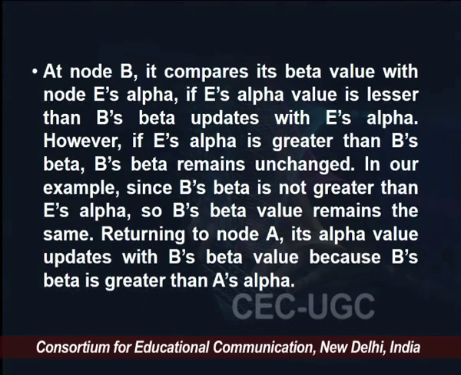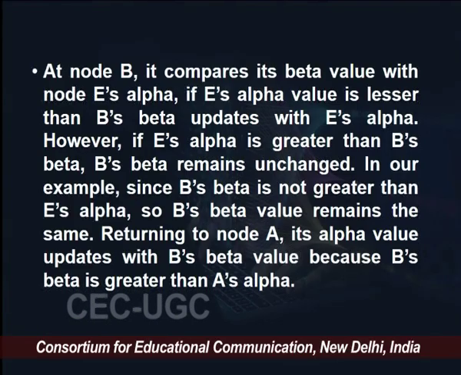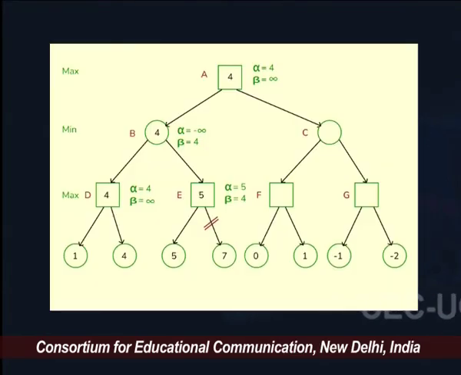in a depth first manner we need to return to the node A. Its alpha value is updated with B's beta value because B's beta is greater than A's alpha. So, here at node A you have alpha equals 4 and beta equals infinity, and we have already seen that the branch which is striked out by the 2 red marks is the one which has been pruned. So, we have completely pruned this branch.